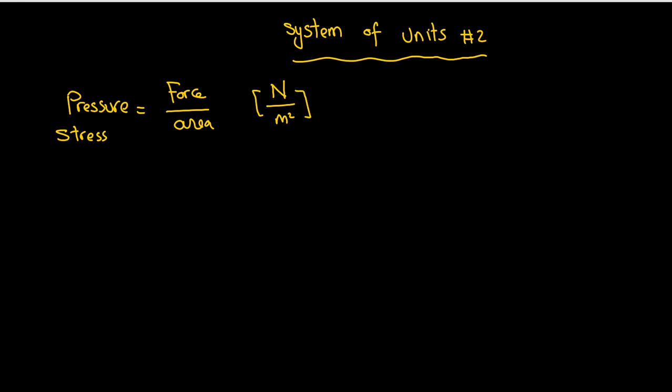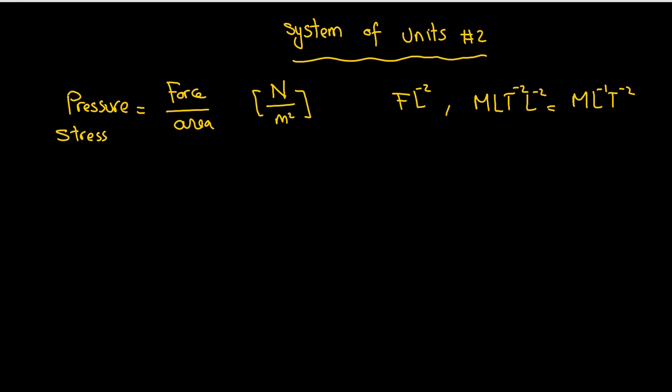If you want to look to the dimensions, if you are expressing the dimension in FLT system, it will be F L minus 2, right? If you are expressing the dimension in the MLT, you have to remove F and becomes M L T minus 2 times L minus 2. So I will end up having M L minus 1 T minus 2.